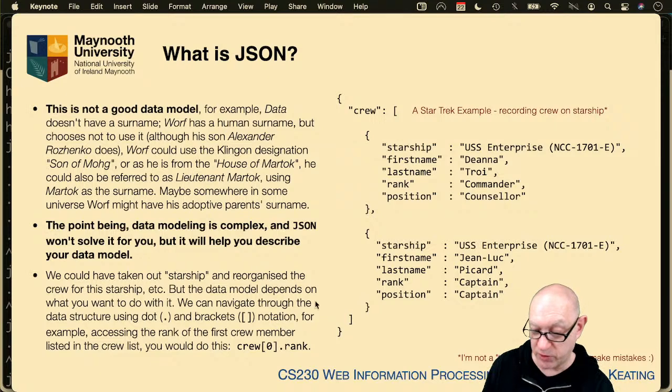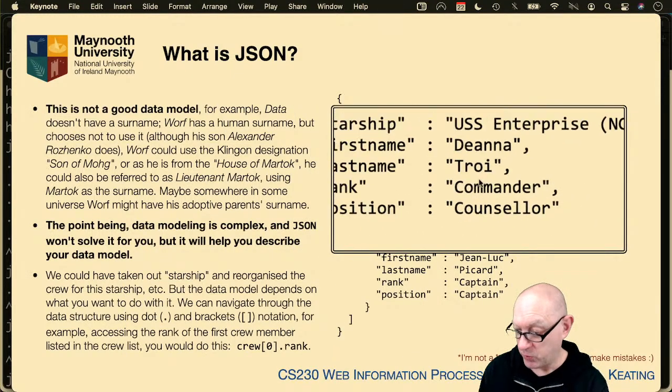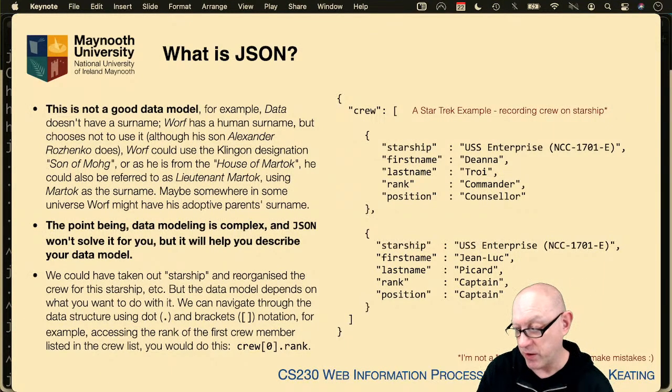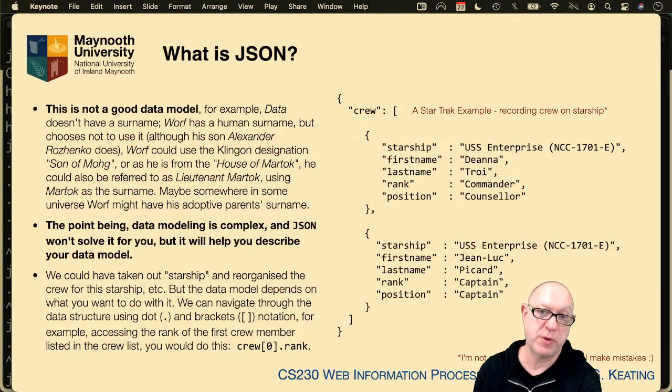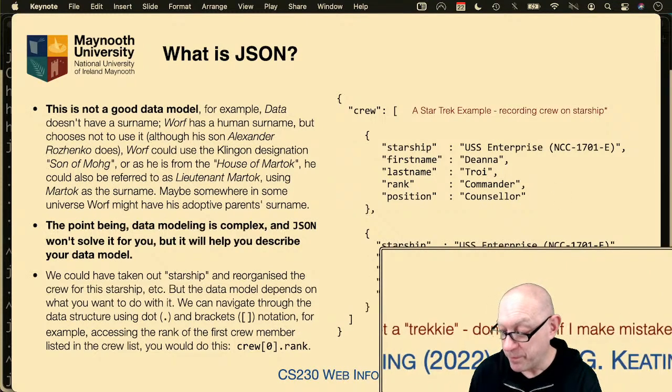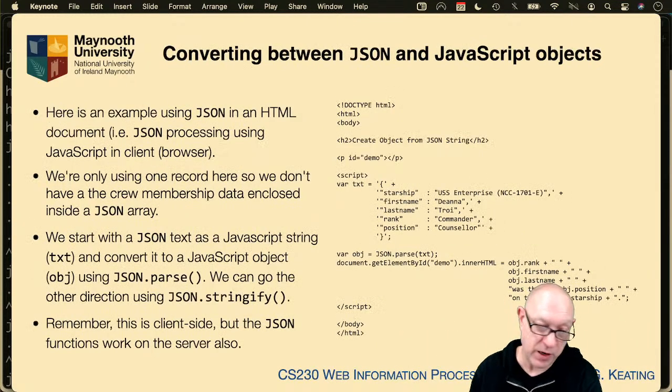We can navigate through the data structure using dots and brackets. For example, we could pick out the first crew member listed in the crew list. We would say crew[0].rank, and this would be Deanna Troi. So there's lots of things that we can do here. This works fine, but it might not actually represent the model very well. The model might be fine, might not be fine, but it's well-formed JSON. That's all that matters. And of course, I'm not a Trekkie. I do make mistakes.